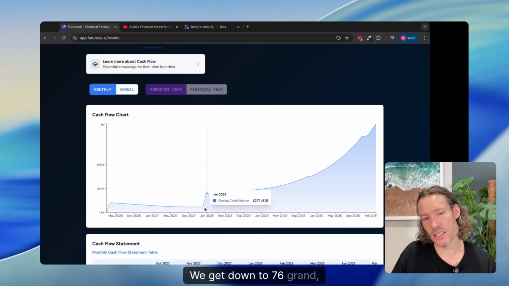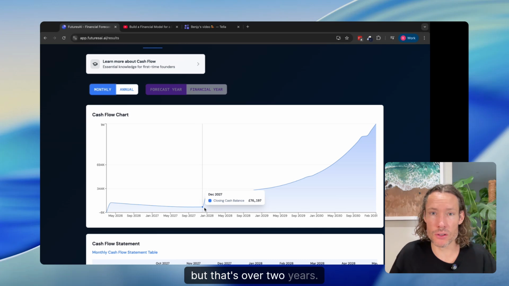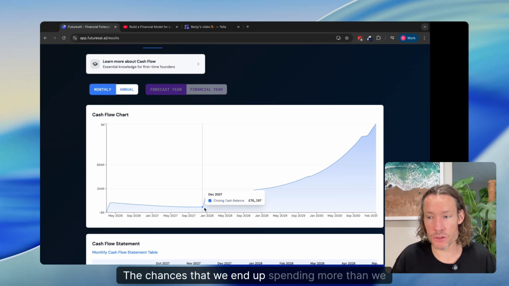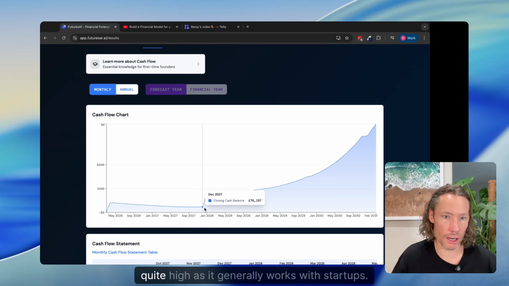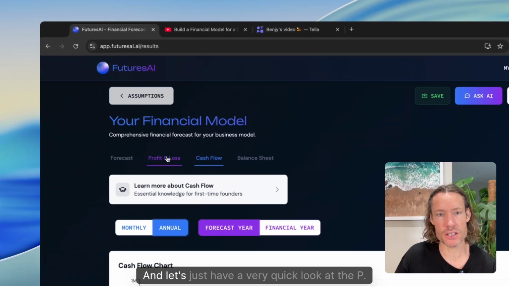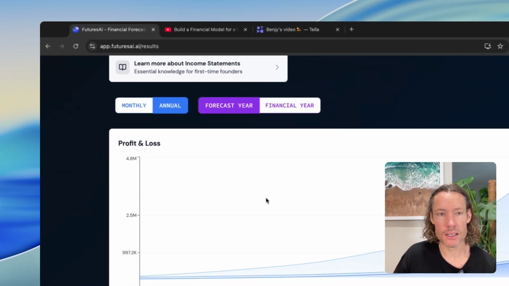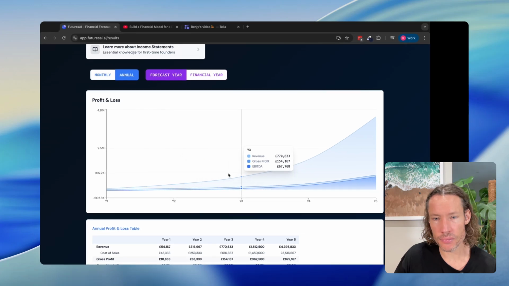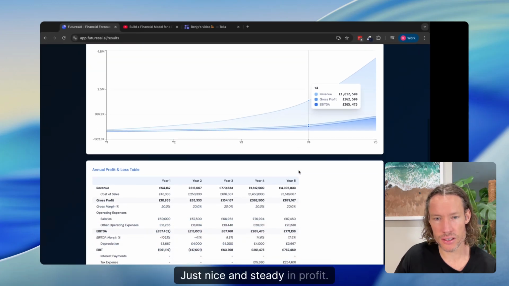We get down to 76 grand, but that's over 2 years. The chances that we end up spending more than we thought are quite high, as it generally works with startups. So probably a good way to go. And let's just have a very quick look at the P&L. Cool, just nice and steady in profit.